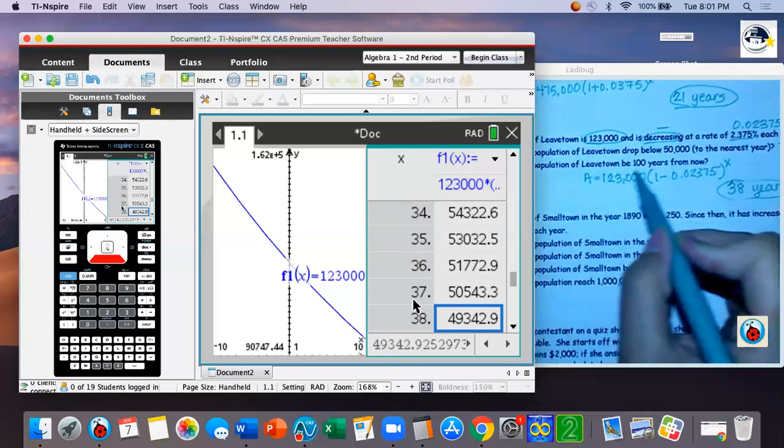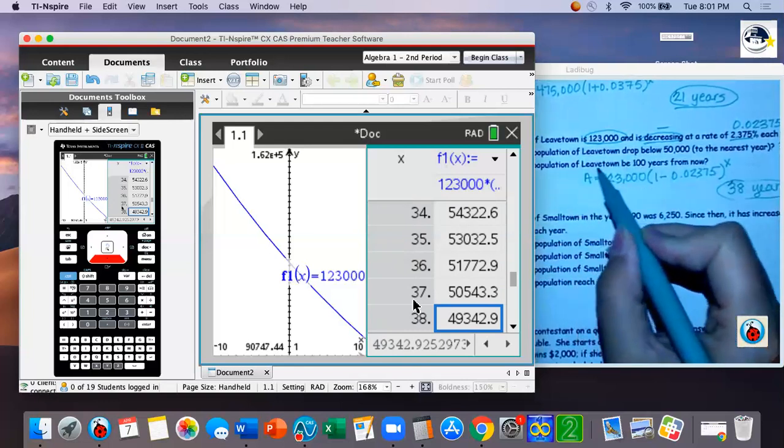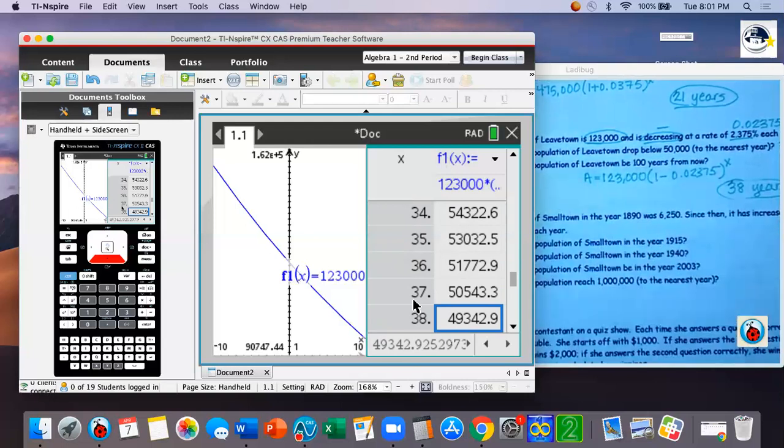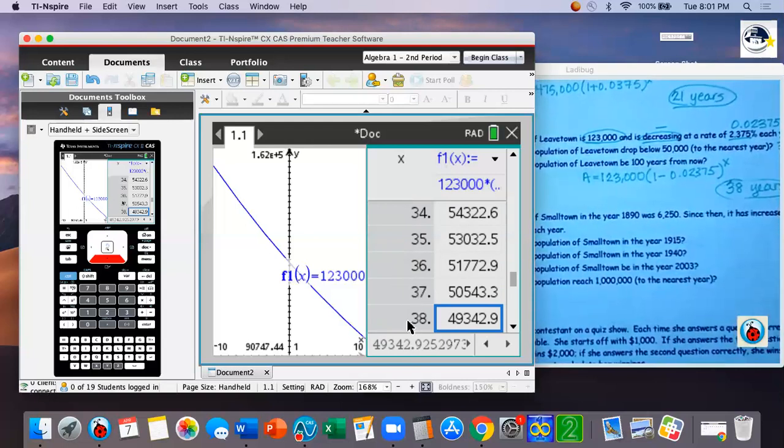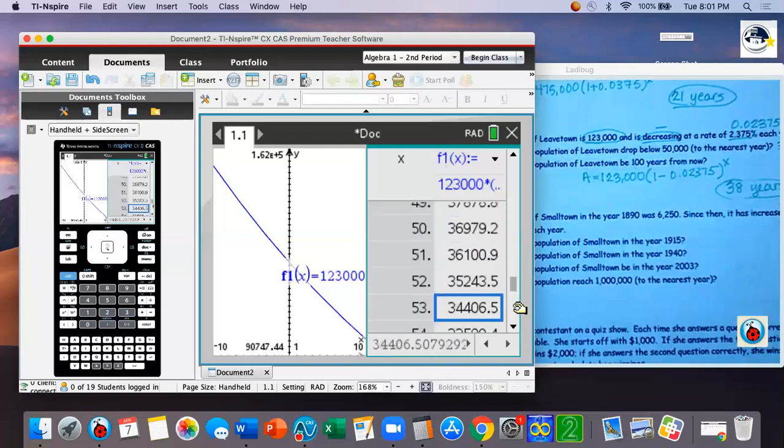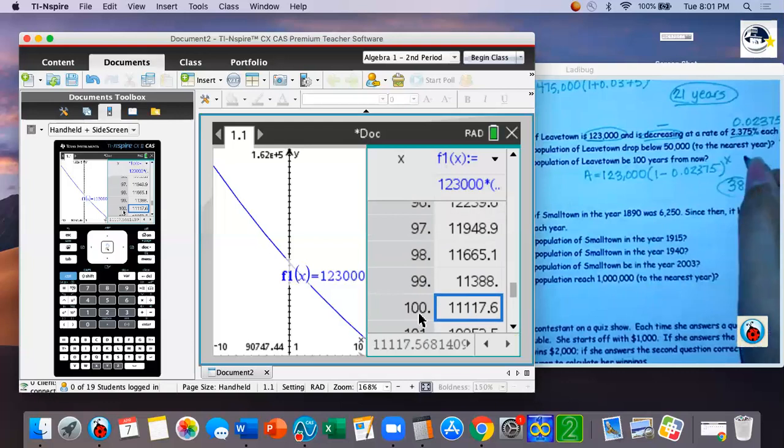And then the other one, what will the population of Levittown be after 100 years? So we're going to look for my x value to be 100. So let's scroll all the way down. After 100 years, it's going to be 11,117. We can't have decimals for the number of people. Okay.